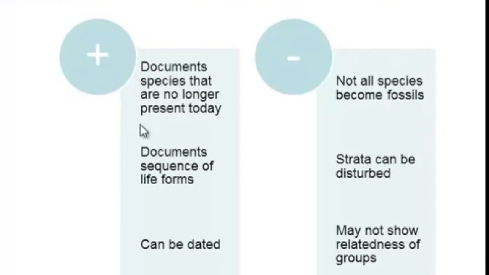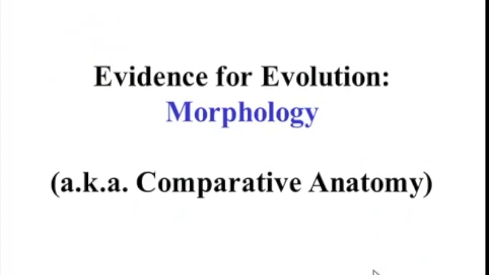To sum up fossil evidence, there's a couple of key strengths. It tells us about species that no longer exist today. It tells us the order those species existed, and it allows us to date them. But keep in mind that not all species become fossils because special conditions are required for fossilization. The strata can be disturbed, which affects how we document the sequence of life forms, and also fossils don't necessarily show us which groups are more related than others.